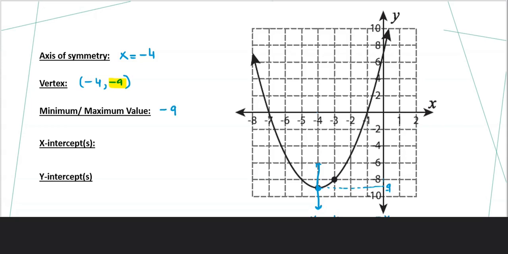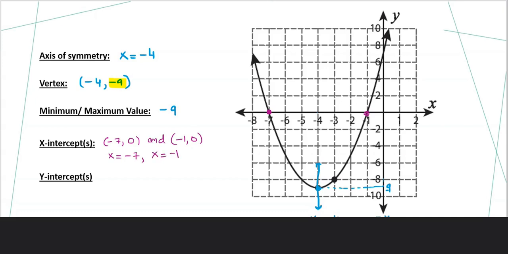The x-intercepts are these points, this one and this. Looking at these values, the value of x here is minus 7 and here it is minus 1. So the x-intercepts, if we write in the point form, are minus 7, comma 0 and minus 1, comma 0. Or we can write it as x is equal to minus 7, x is equal to minus 1.